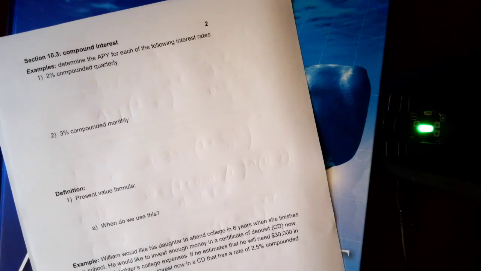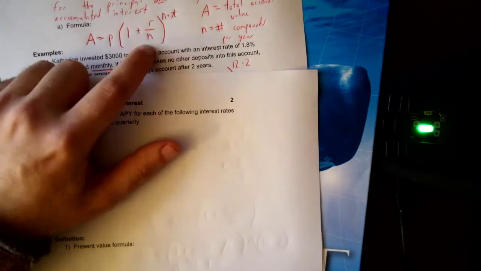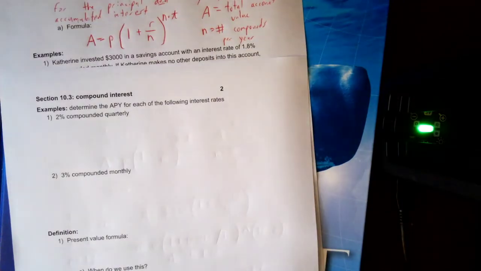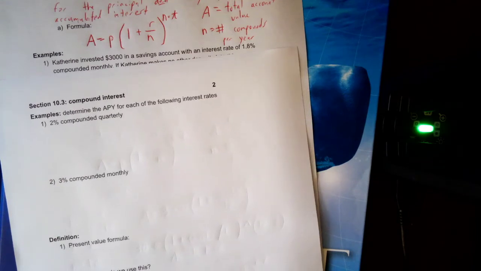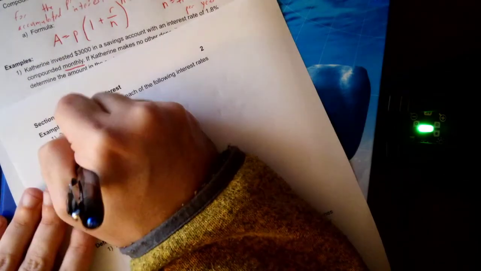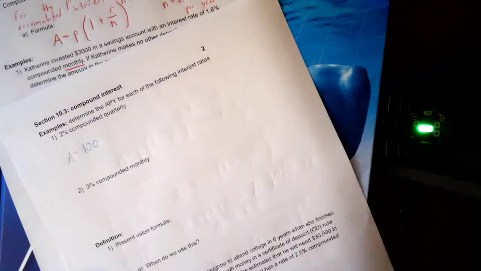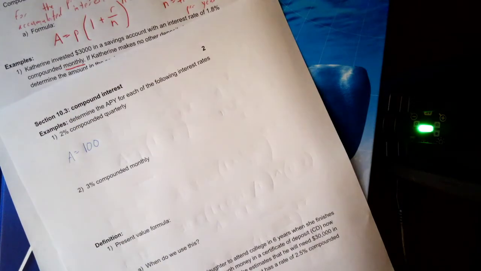And let's determine some APYs. To determine them, we're going to use the same formula. A equals P times 1 plus R over N, to the N times T. But we're going to be a little bit clever. For this, we're going to use $100 for our principal, because $100 will be in terms of a percentage, right? Percentages are always in terms of 100. We're going to break our principal down into the base case of 100.